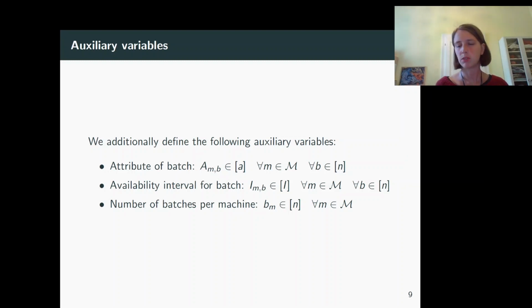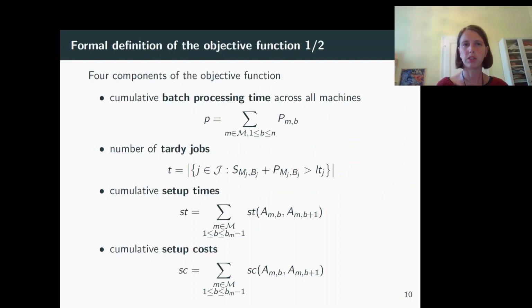Now, using these variables, we can give a formal definition of the objective function. So we have the four components I mentioned earlier. The cumulative batch processing time is simply the sum of all processing times, where the processing times of empty batches are set to 0. The number of target jobs is equal to the number of jobs for which the start time of the batch they're assigned to plus the processing time of the batch is greater than the latest end time.